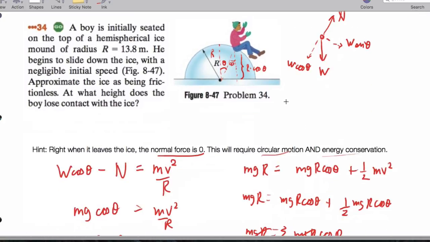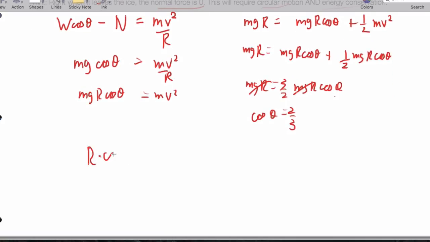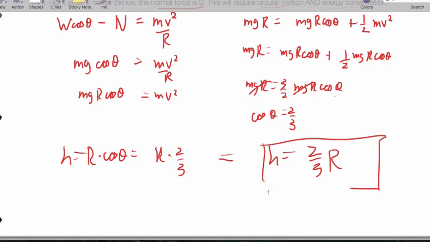Now, if I want to know the height that it exits at, that's going to be r times the cosine of theta, which is r times 2/3. So h is 2/3 r. All right.